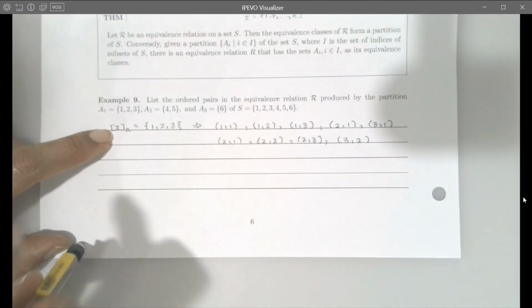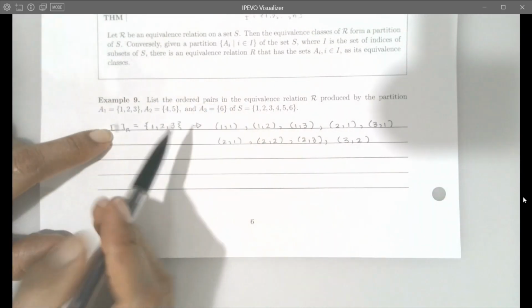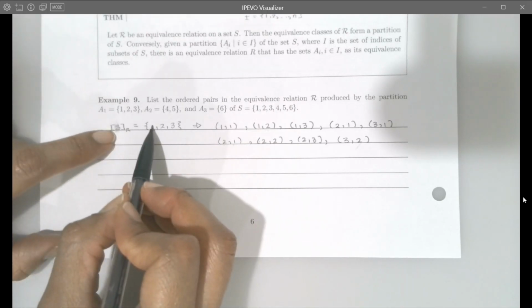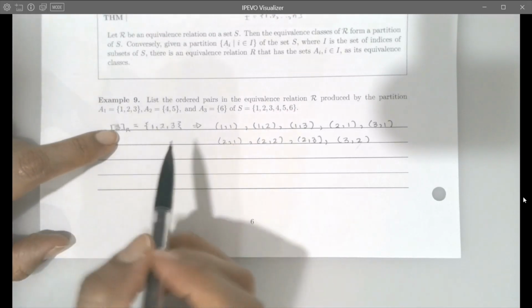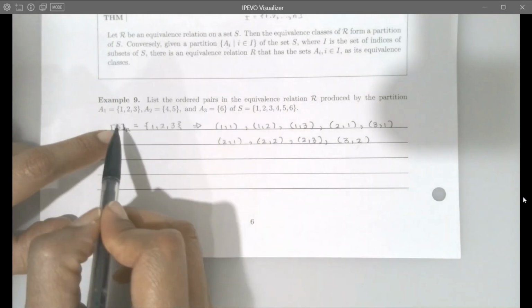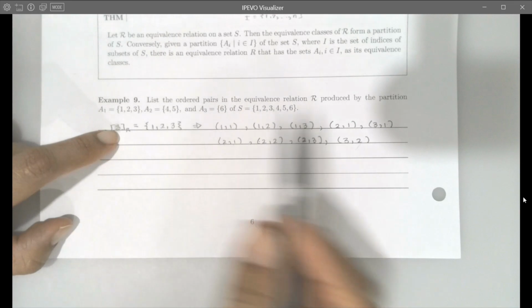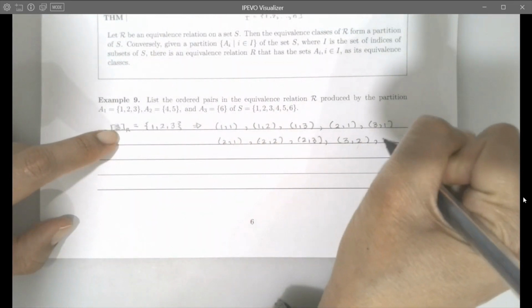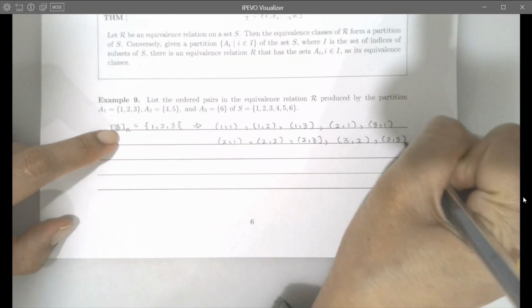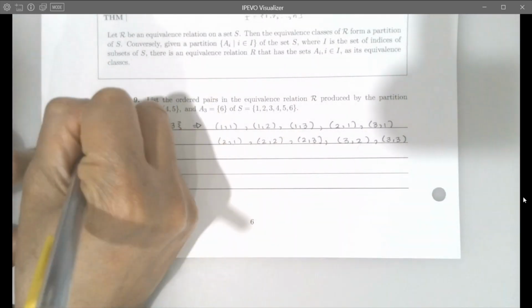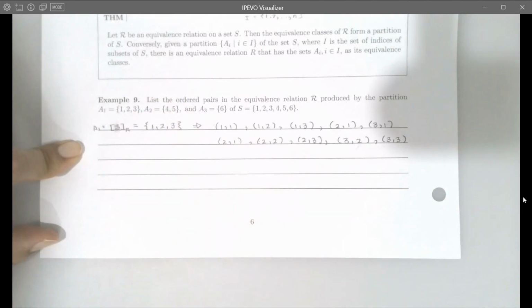Okay, and then if we pick 3 as the representative of the equivalence class instead, that means that 3 needs to be paired up with all of these elements. So we would have a pair 3, 1, which is already here, then 3, 2, which is already here, and then 3, 3, which we haven't listed, so we're now going to include. Alright, so this is from the set A1.